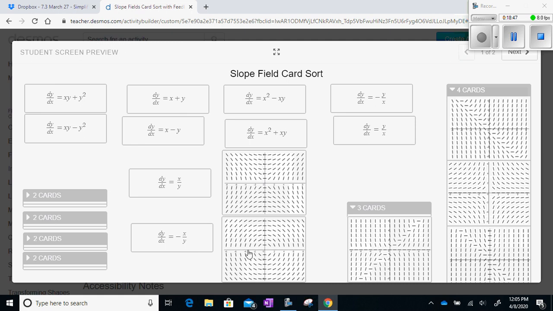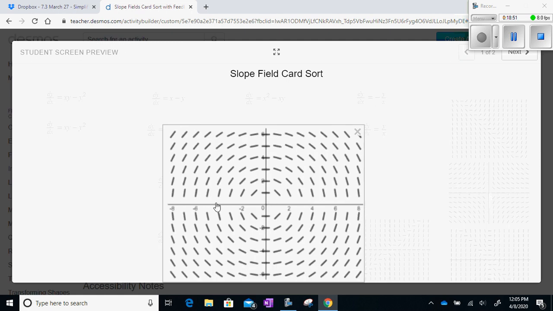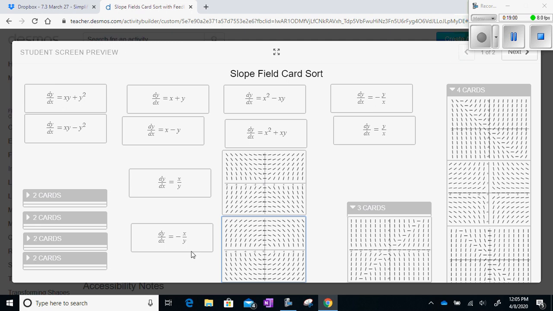We could test the point, let's say negative 4, negative 2. So here I am, negative 4, negative 2. All right, at this particular tick mark. So at negative 4, negative 2, I'm going to put a negative 4 in for my x here, and I'm going to put a negative 2 in for my y here. So I have negative 4 divided by negative 2. That gives me a positive 2. But this negative on the outside turns my answer into negative 2 again.